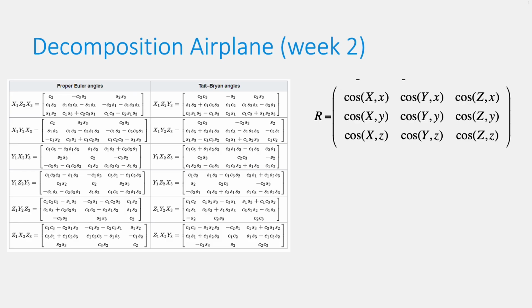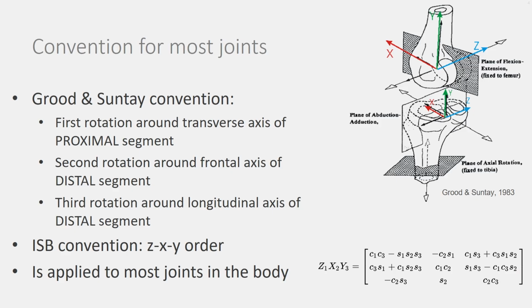In week 2 you already decomposed an orientation matrix into angles using yaw, pitch and roll. And if all is well, you remember this slide with an overview of possible decomposition orders. But what order do we prefer in human motion? For most human joint angle calculation we use the Cardan and Euler convention, named after the two authors who proposed this convention already in 1983.